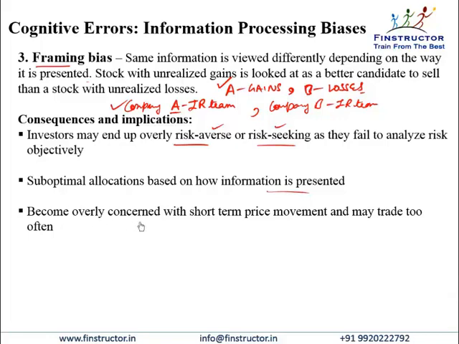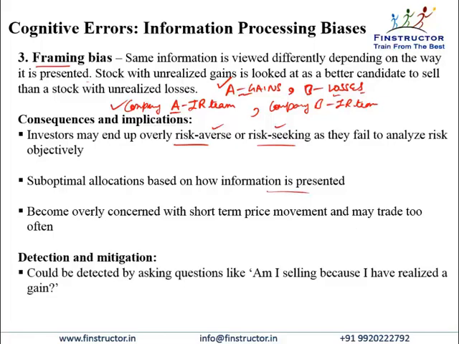People become overly concerned with short-term price movement, so they sell the winners, hold on to losers, or cut their losses. So they may end up trading too often. The bias can be detected by asking questions like, am I selling just because I have realized a gain? Or do I fundamentally feel that the prospects of this company are bad and that the prospects of B are better? If I'm selling A only because it has a gain and I'm holding on to B just because I'm in a loss, then I'm probably suffering from the framing bias.